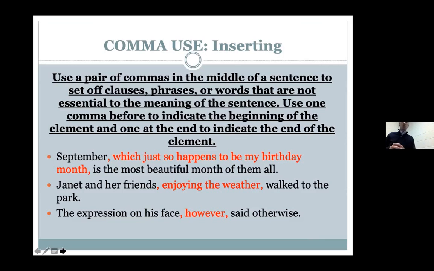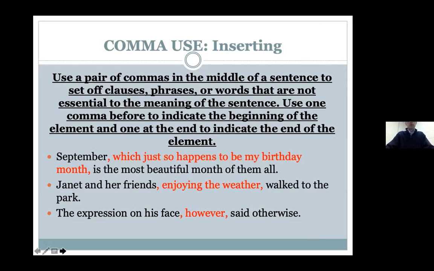So you can see here, September, which just so happens to be my birthday month, is the most beautiful month of them all. It is, in fact, my birthday month, so that is true. And what's going on here? Well, you can see here that the fact that it's my birthday month has really no bearing on the rest of the sentence.